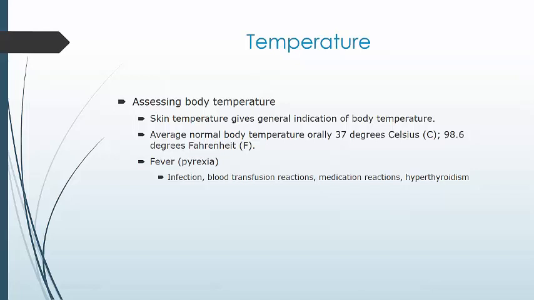Now, another term that you need to be familiar with is hyperpyrexia, and this is an extreme elevation in body temperature, and this is going to be like 106 degrees or higher, and this is going to be where you start having brain damage and things like that.